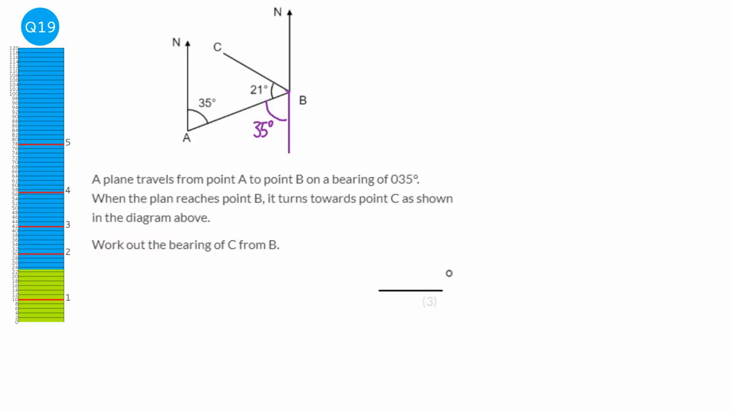The question asks to find the bearing of C from B. So we're at B and we're finding the angle that C makes from north going clockwise. Well, it's going to be this angle here we're looking for. We already know this side is 180 degrees because it's a straight line. We've got the 35 degrees there, and we've got the 21 degrees. So it's going to be 180 plus 21 plus 35, it doesn't matter which order we add them, which will equal 236 degrees.